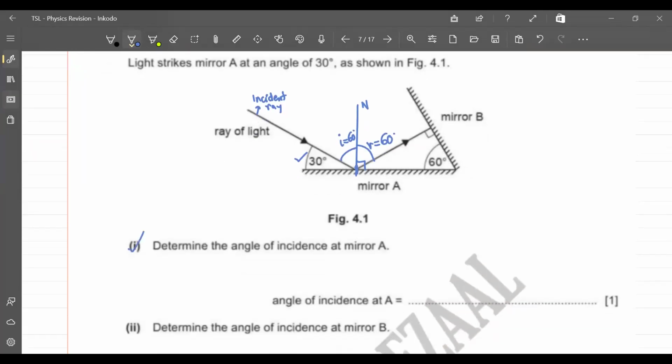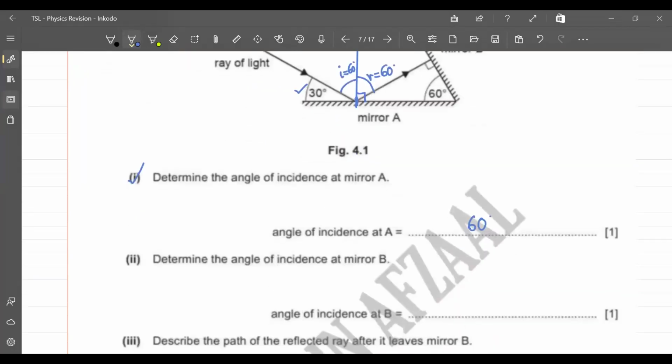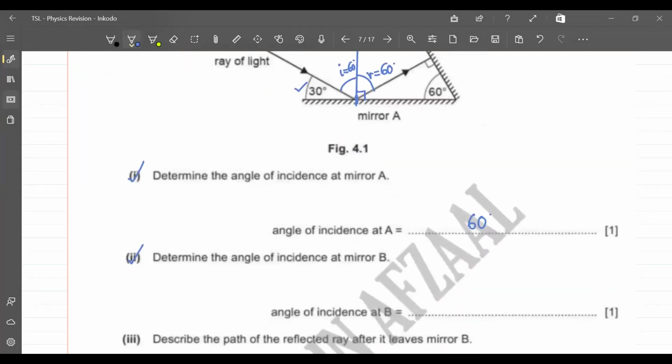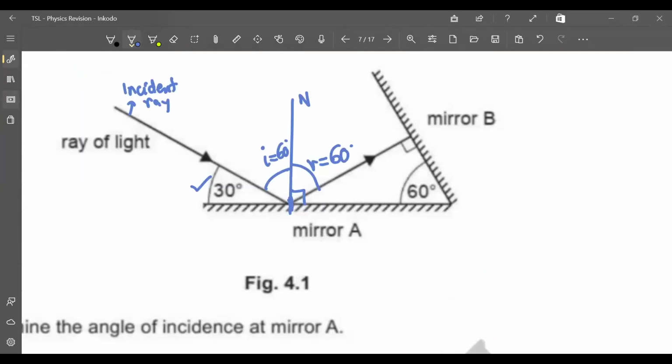Now it says determine the angle of incidence at mirror A. The angle of incidence at mirror A is 60 degrees. Now it says determine the angle of incidence at mirror B. If you look closely, this ray that is reflected from mirror A goes on to mirror B, and can I say that this is traveling along the normal? It is the normal itself, right? So traveling along the normal.